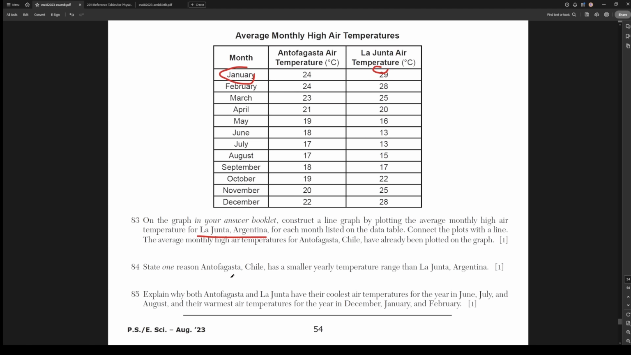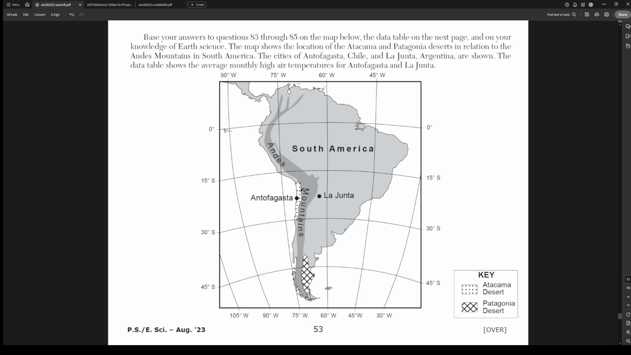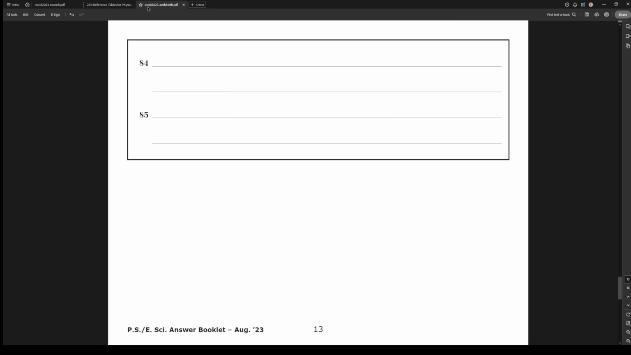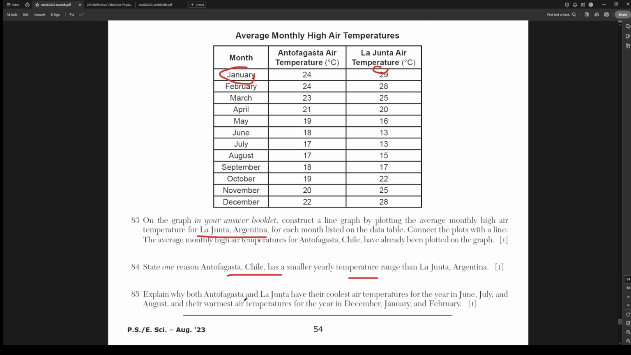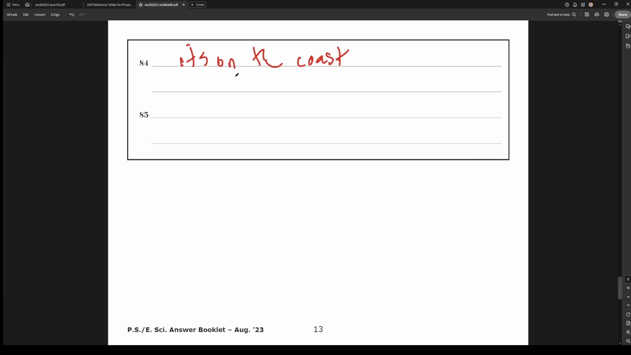84. State one reason that Chile has a smaller yearly temperature range than La Junta, Argentina. Okay, so check this out. This place is inland. This place is on the coast. So areas on the coast have smaller temperature range. The water has such a high specific heat that it doesn't allow the areas to get too hot or too cold. Explain why both of these places have their coolest air temperatures in June, July, and they're warm in December, January, February. It's because they're in the southern hemisphere. Southern hemisphere gets opposite seasons than us.